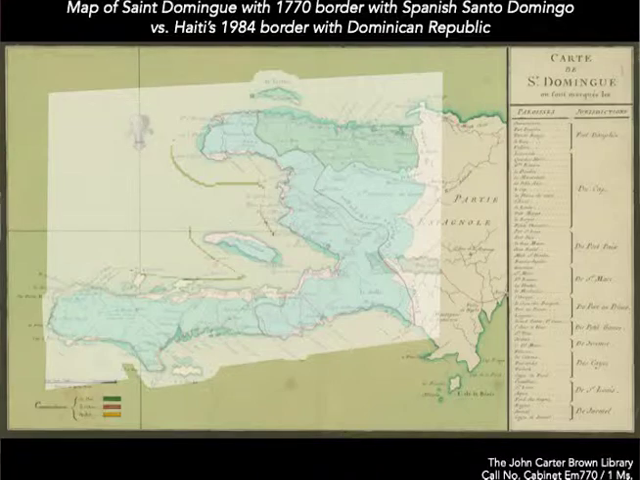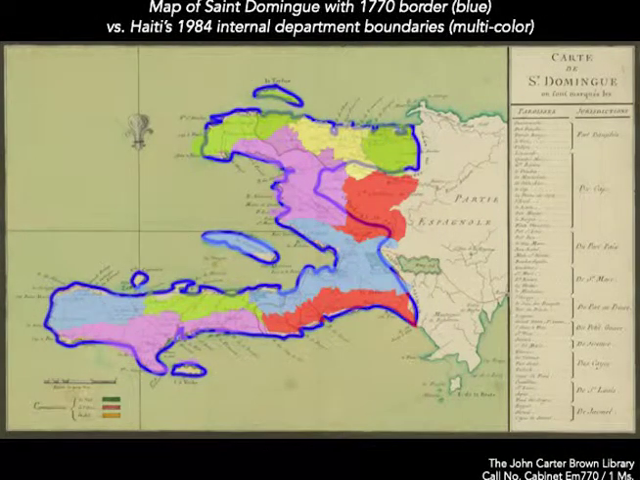Now here's another issue. So that's boundary changes. We also have administrative issues. Okay, on this one, the thick blue line marks the 18th century exterior boundaries, and then the colorful bits are the modern departments of Haiti. So you can see how modern Haiti has departments that are far outside of the bounds of 18th century Saint-Domingue. So we have to address change over time with each island's administrative units. Not only are they different spatially, but the jurisdictions are simply not the same as the modern ones.